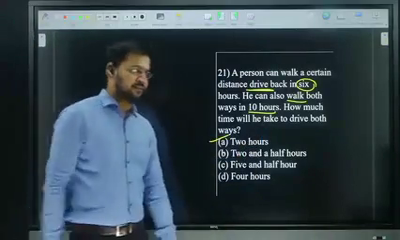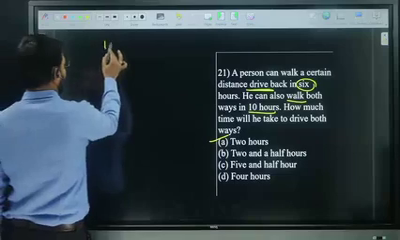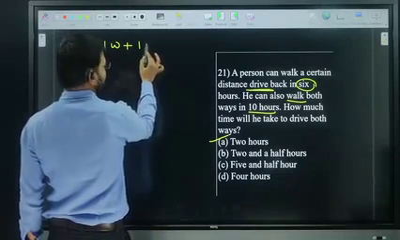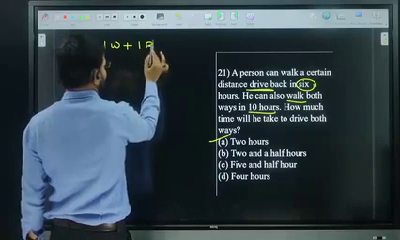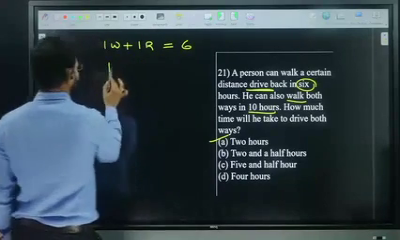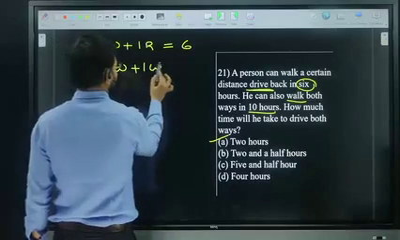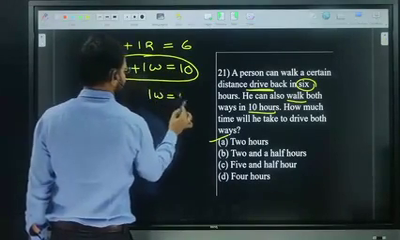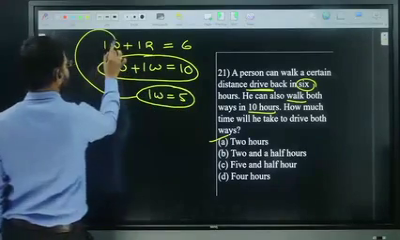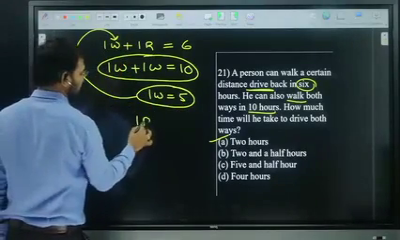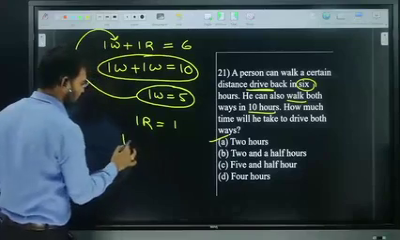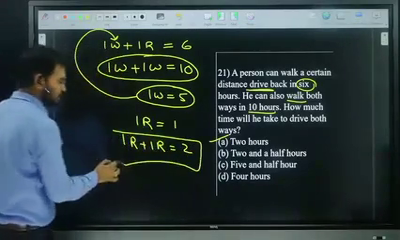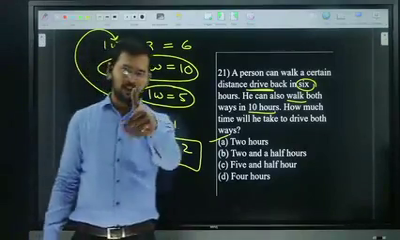Option A. Look at me, all of you. One way walking plus one way riding is 6 hours. Both ways walking is 10 hours. If both way walking is 10 hours, one way walking is 5 hours. If you substitute here, one way riding is equal to 1 hour. If one way riding is 1 hour, both ways riding is 2 hours. I already explained this question. All of you clear? Very good.